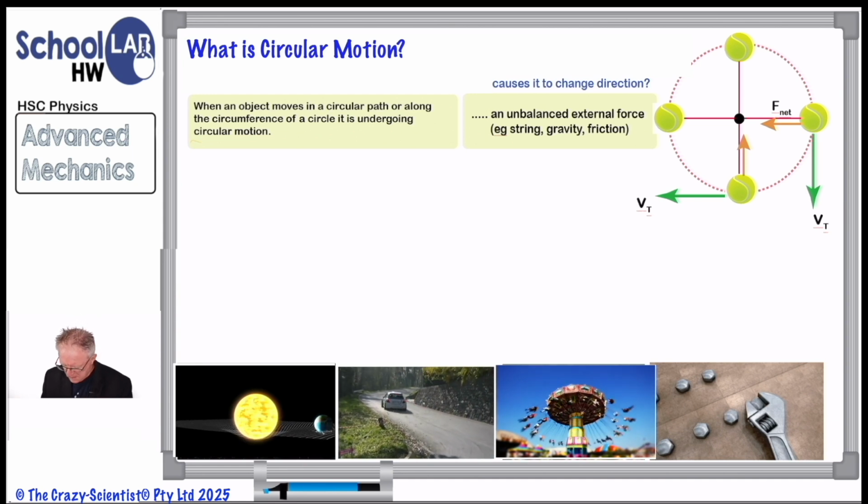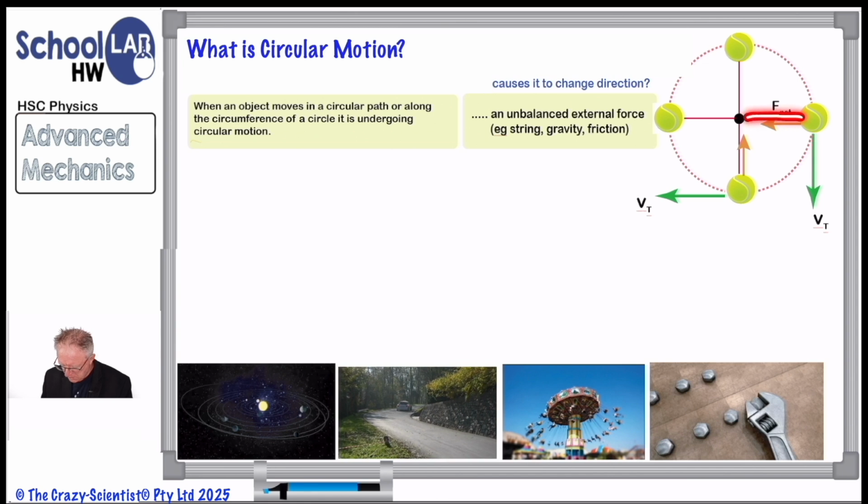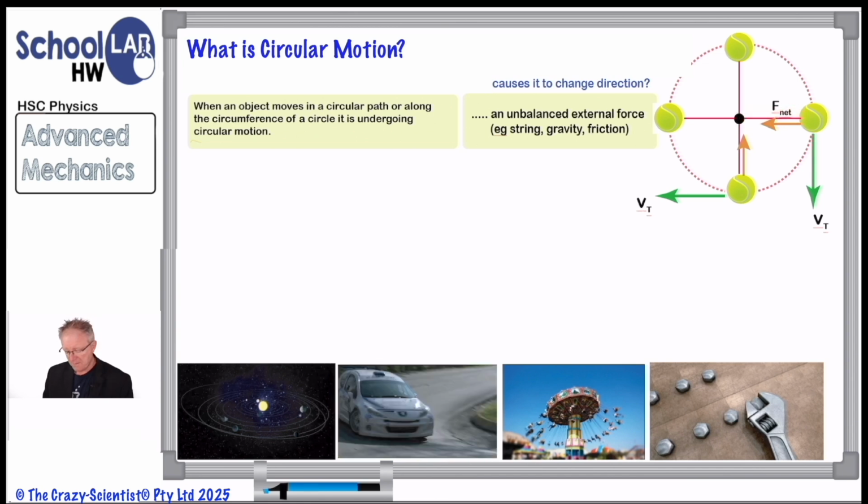If we have a look at this tennis ball here, we can see that we've got a string pulling on that tennis ball. If that string wasn't there, then that tennis ball would keep going in a straight line, according to Newton's first law of inertia, right? Objects that are in motion continue in a straight line unless acted upon by an unbalanced external force. So if I throw this in space, it keeps going forever in a straight line. If there is a force acting on that object, and that net force is unbalanced, then it will start to change direction. Here we have a string causing it to change direction, and that results in circular motion.